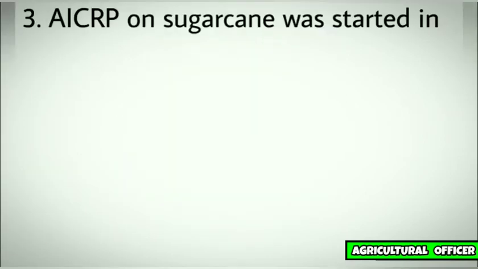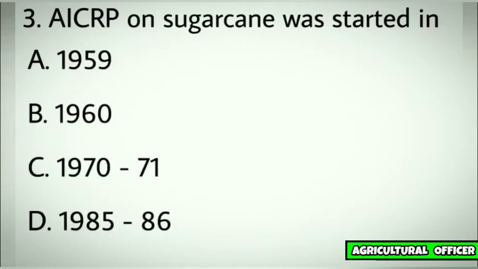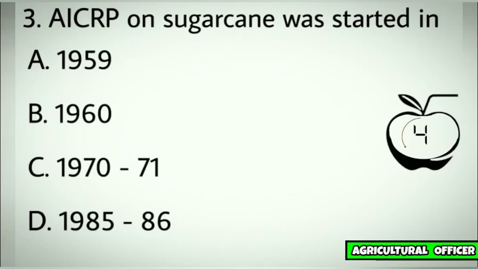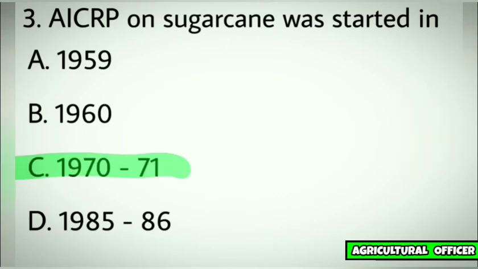Question number 3. AICRP on sugarcane was started in options: A. 1959, B. 1960, C. 1970 to 71, D. 1985 to 86. Correct answer: C. 1970 to 71.